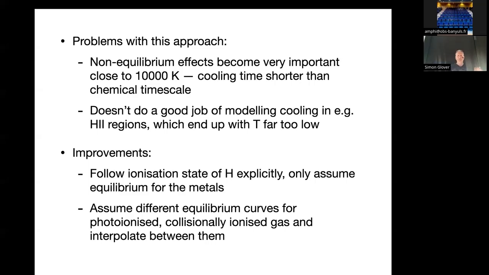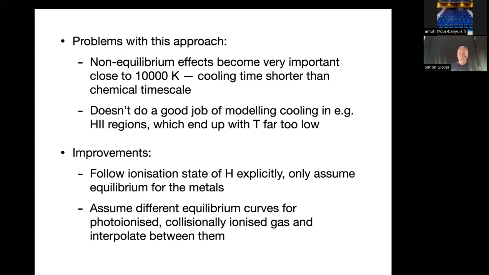It also doesn't do a good job of modeling cooling if we're not in a state where collisions are dominating our ionization state. So if we're in an H II region and we're dominated by photoelectric heating, then assuming CIE is the wrong thing to do. It will give us the wrong cooling rate. So although this is a commonly adopted approximation, when you actually look at it in detail, it doesn't do great, particularly for stuff close to 10^4 Kelvin.